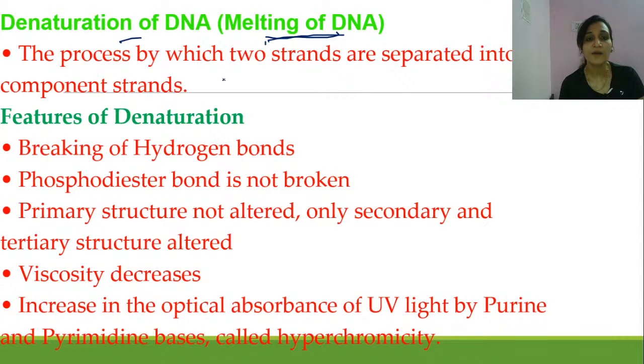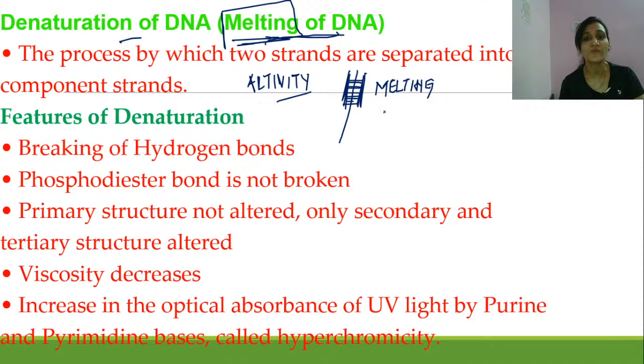So in the genetic material, the two phosphodiester backbones are linked to each other with the help of hydrogen bonds. When these hydrogen bonds are broken down, it is called melting. So that's why denaturation of DNA is also called melting of DNA. Right. So the process by which the two antiparallel strands separate is called denaturation or melting of DNA.